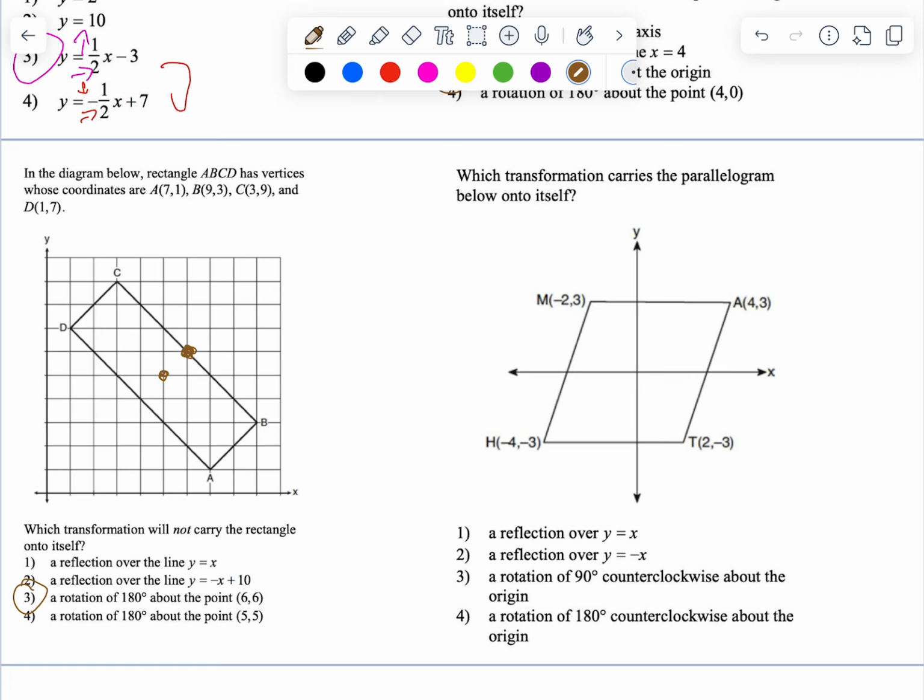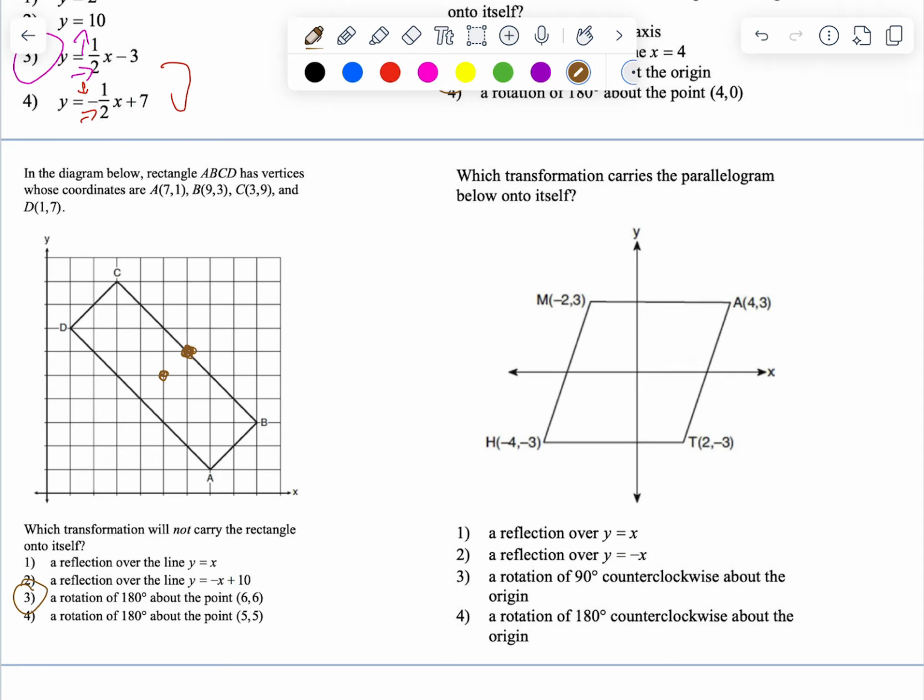Which transformation carries the parallelogram below onto itself? And keep in mind, a parallelogram doesn't have 4 equal sides. The opposite sides are equal, so that might impact our answer a little bit. A reflection over the line y equals x. I mean, that looks like it would do it to me. Looks like a line of symmetry. Y equals negative x. Looks like a line of symmetry as well.